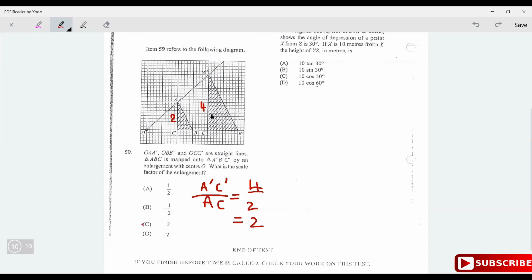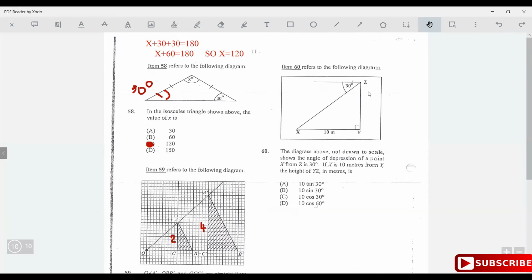Maybe you didn't want to use that, so you could go for this one instead. You could go for CB. You could use C prime B prime over CB. And what you'll notice is that this is 2/1, and 2/1 is still 2. And so the scale factor is 2. Easy question.